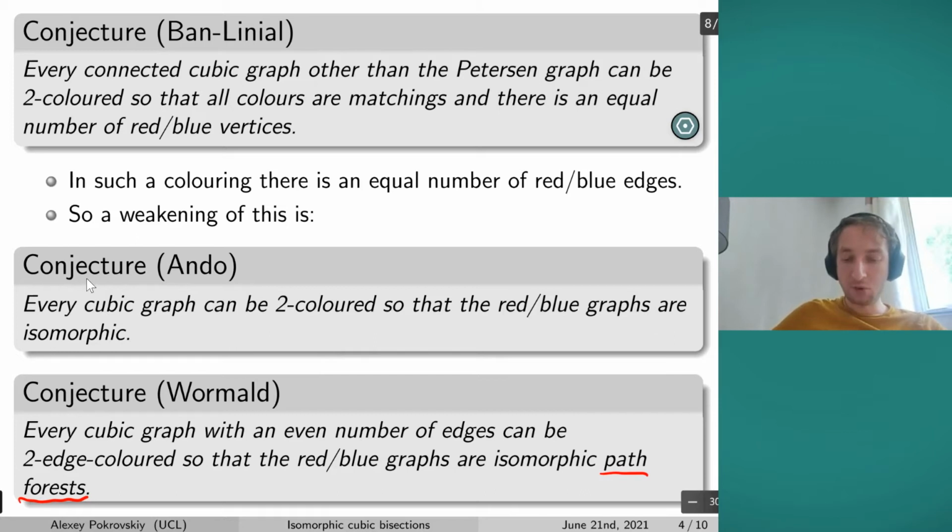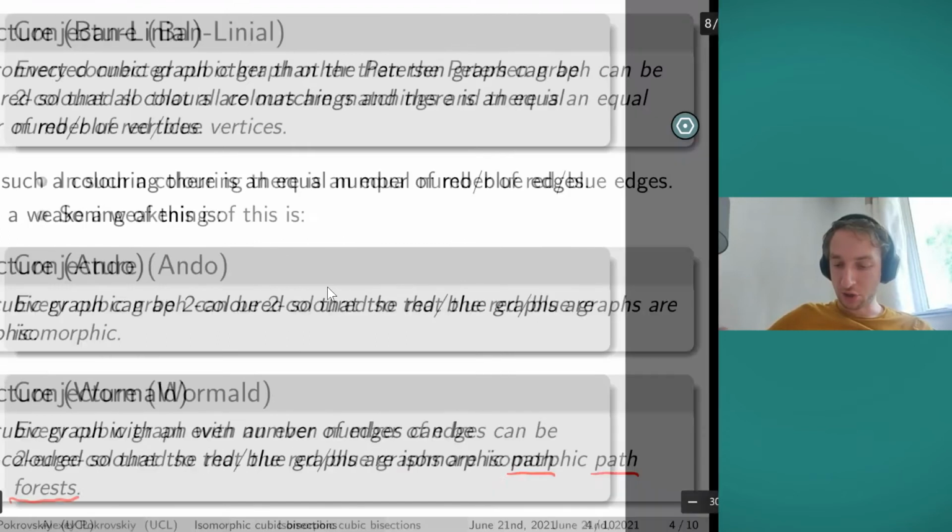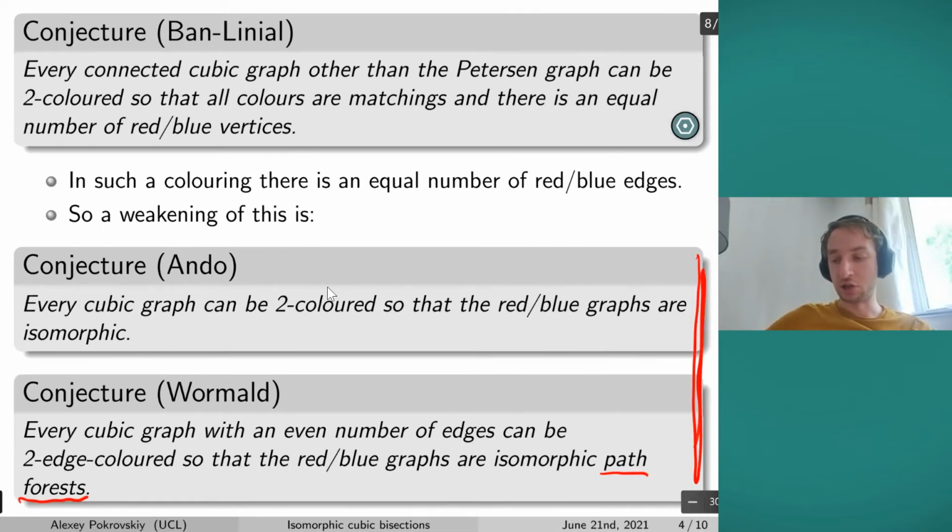So what's known about Ando's conjecture? All the classes of graphs for which we know it are the ones for which we know the Bán–Linial conjecture. There's been very little direct work on this conjecture. But there is a paper of Abreu, Goedgebeur, Labbate, and Mazzuoccolo from 2020, which proves various kinds of results about this conjecture. It verifies it for small numbers of vertices, and it also draws interesting parallels between these two conjectures. It shows that under some situations, if you can solve one conjecture on a graph, you can solve the other one.